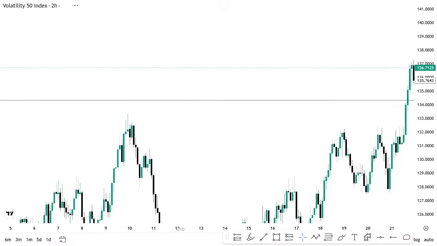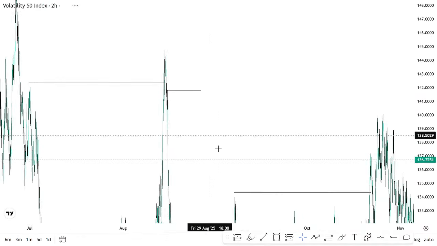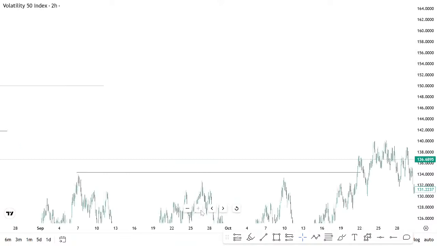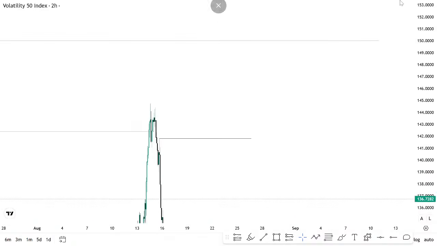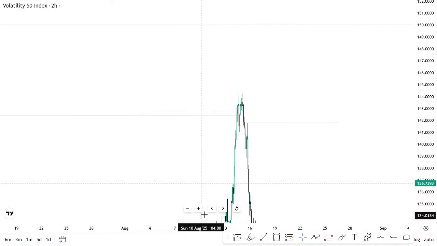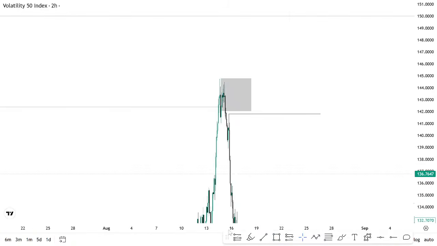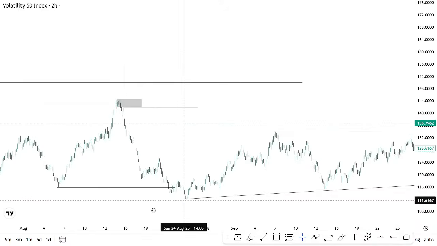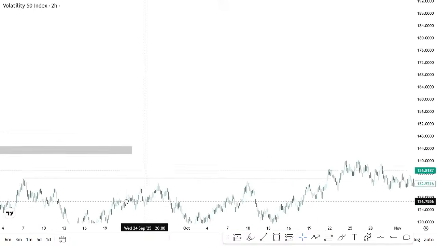Let's check what it looks like on the 2 hours time frame. But that is my current inducement for the market. I'm waiting for the market to come back and possibly take that high. Alright, so I'm going to be marking out my point of interest for the market to come back into. So that's my point of interest for now on Volatility 50, unless proven otherwise.